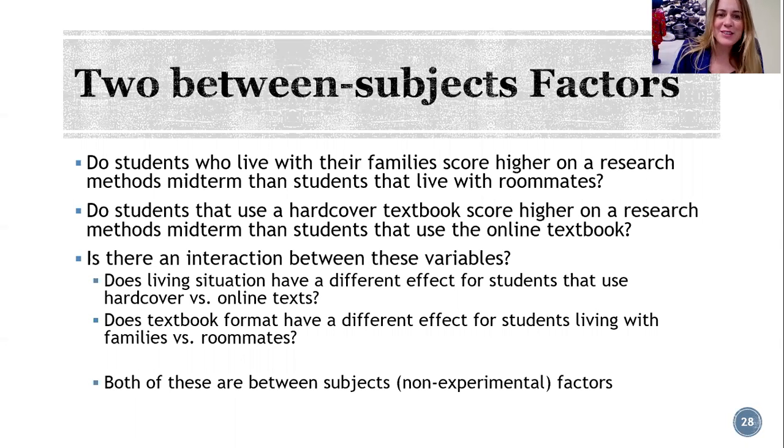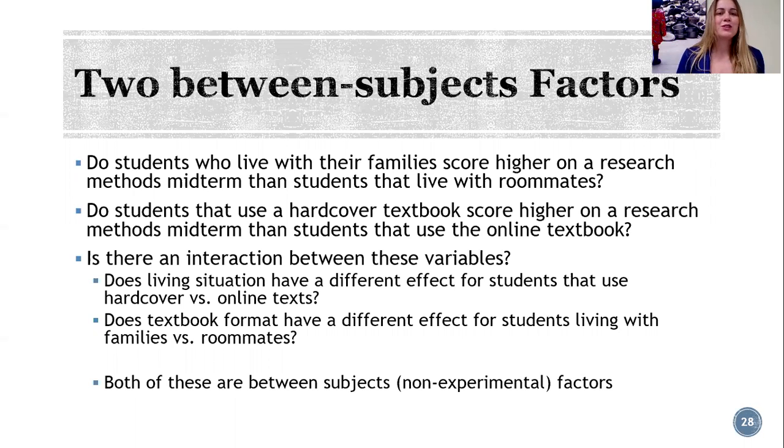So here's an example of a two between subjects factor question that is very relevant for you. You may remember back when we did the describe our class activity and I had you fill out those surveys and answer questions like whether you live with your family or with your roommates and whether you have an online textbook or whether you're using the hardcover textbook. I also have your midterm scores. So let's say we wanted to know whether those factors, either on their own or together, impact students' exam scores.